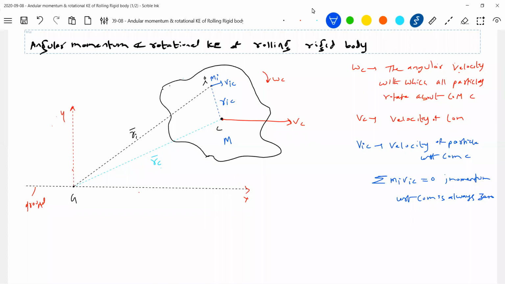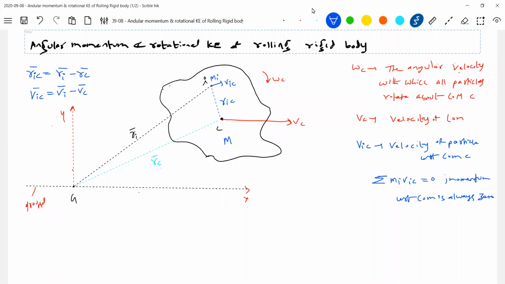So therefore, I'm writing MIVIC is equal to this much here. So let's do one thing. Before that, what is the vector? How do you write it? RIC bar, RI minus RC bar. What is the velocity of the ith particle with respect to center of mass? VI bar minus VC bar.